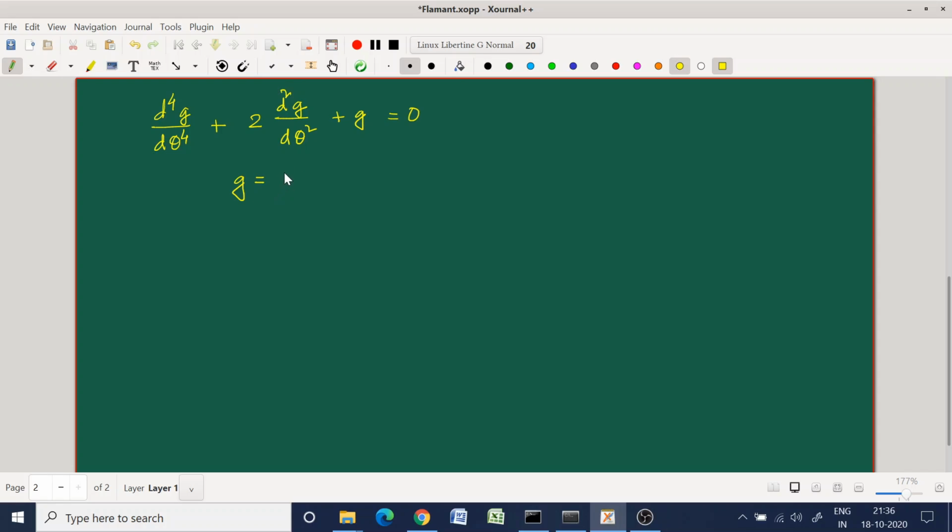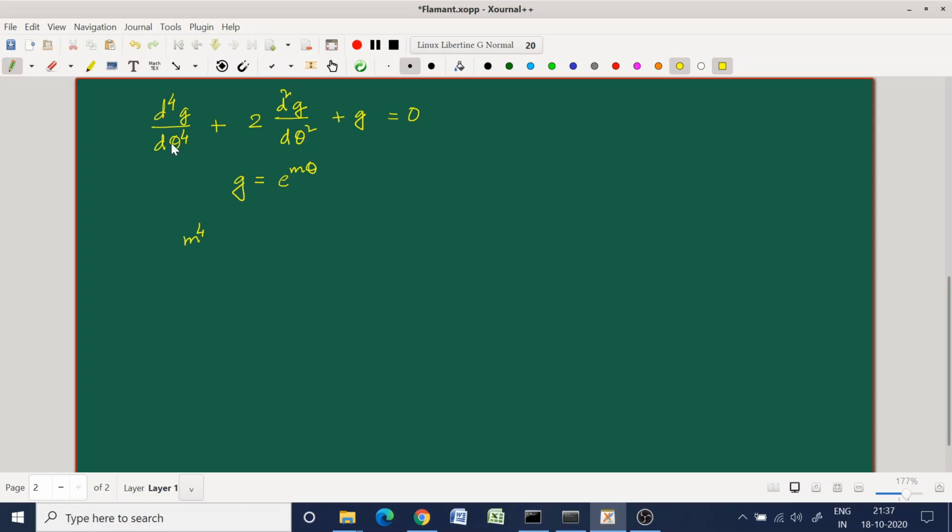Okay, so what you could have possibly done is to take something like g is equal to theta to the power m, or sorry, you could have taken that to be something like e to the power m theta, and if you had substituted it here, then you could have obtained a nice algebraic equation involving m. So this is actually very easy to do.